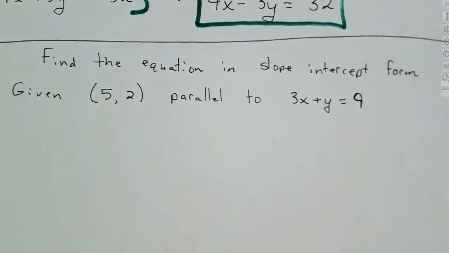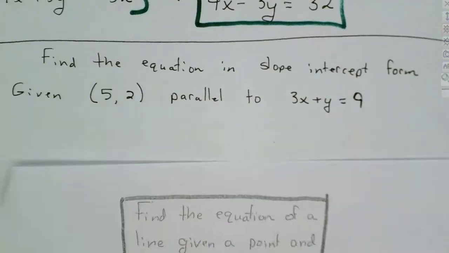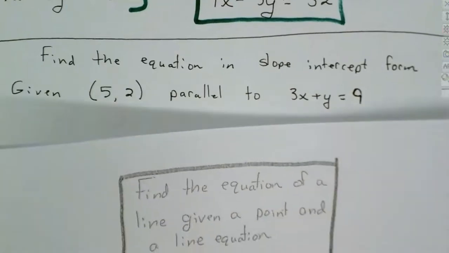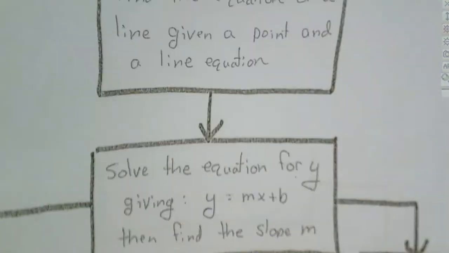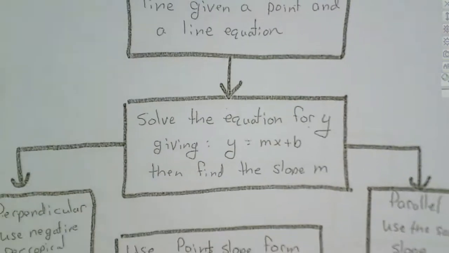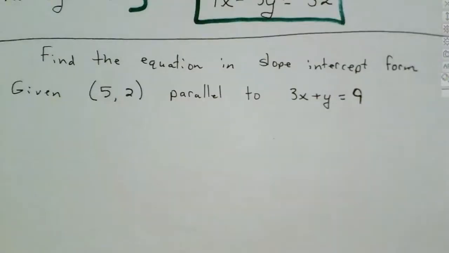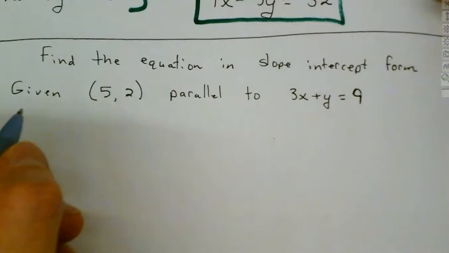Okay, so the first thing we do is we look at this and we say, what do we have? All right, we have a point and a line equation, right? Point and a line equation, where do we begin? We begin with the third page. Find the equation of a line when you're given a point and a line equation. So what's my first step? Take that equation, solve it for y, right? Okay, so let's take that equation and solve it for y.